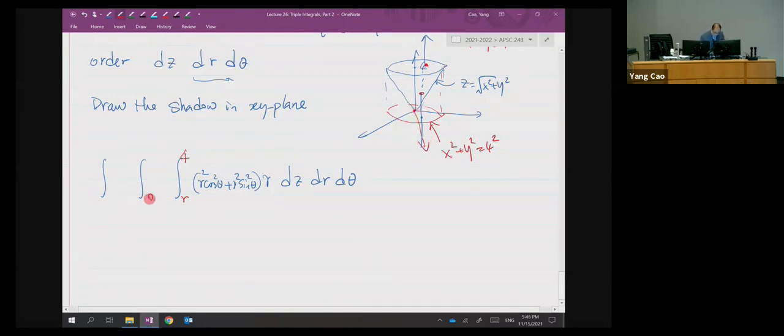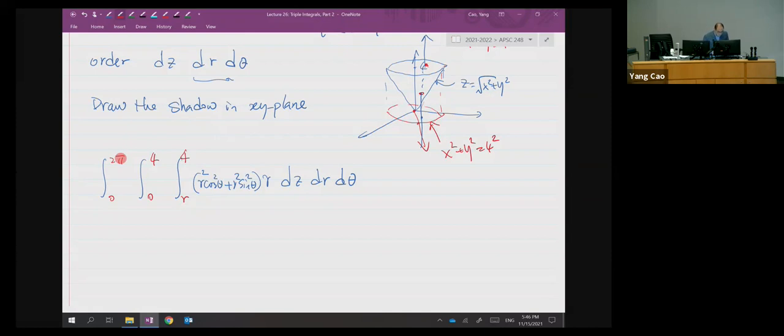First contact r mean, second contact r max. The last step, you sweep this arrow line across the whole shadow to find the theta limits, which is theta 0 to 2 pi. So that completes this setup of this triple integral in cylindrical coordinates.